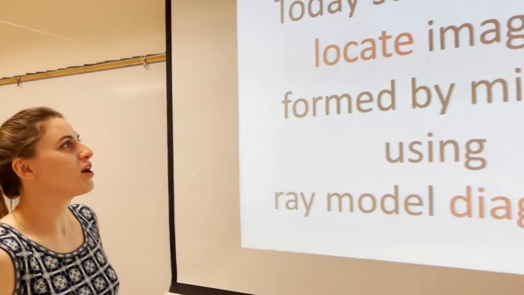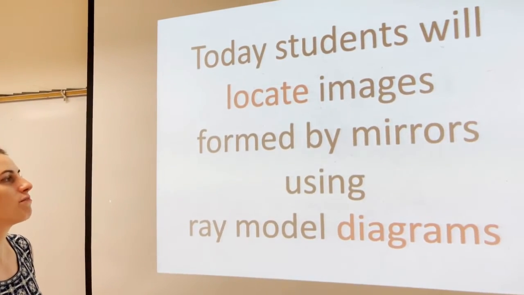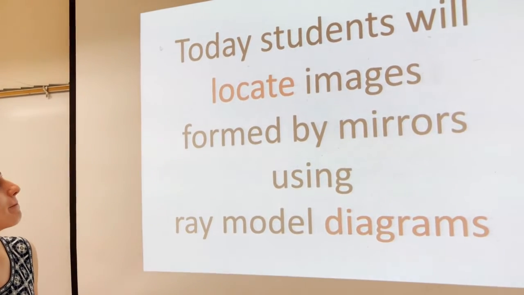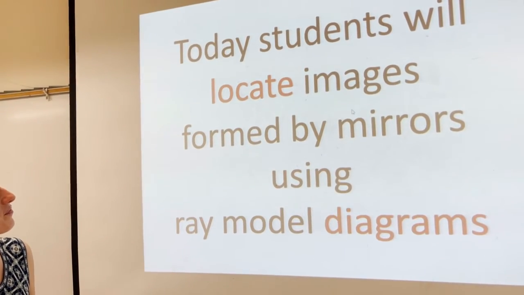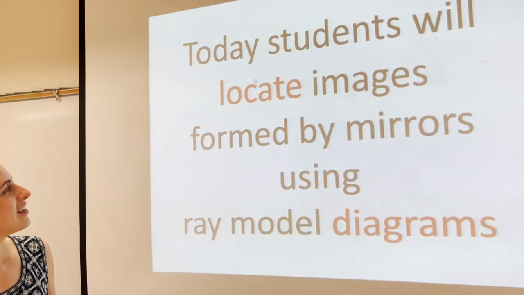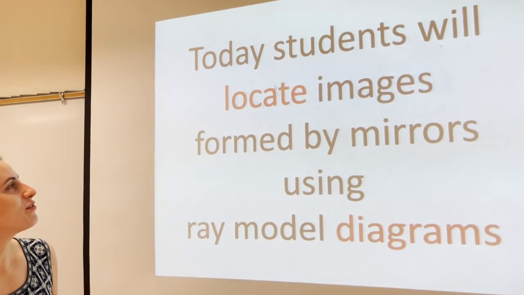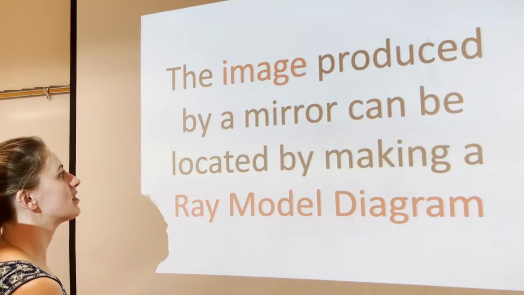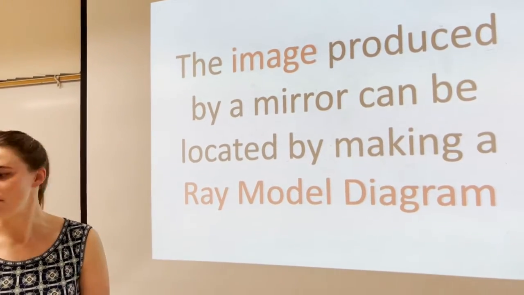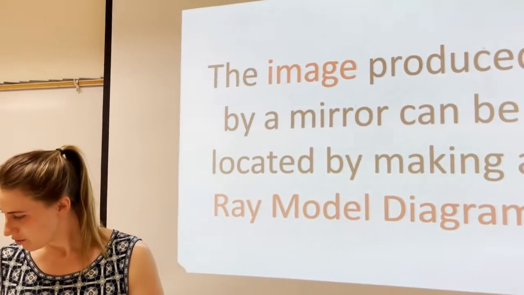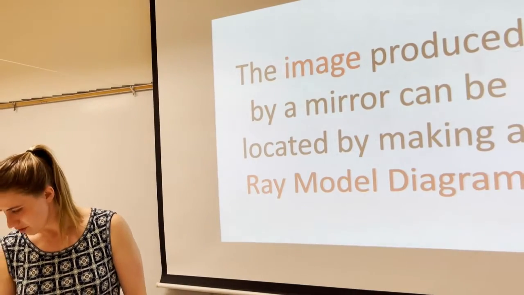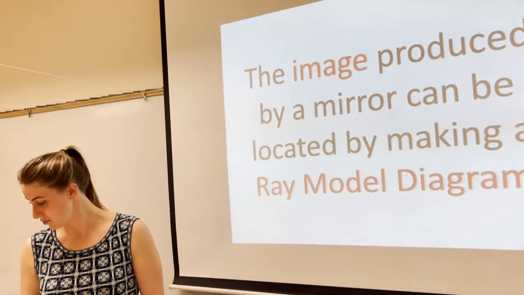Today, you guys are going to be locating the images formed by mirrors using a ray model diagram. We need to know where those images are, we need to describe them, and we're going to use ray model diagrams. I remember these so fondly from college. The image produced by a mirror can be located by making a ray model diagram. So boys and girls, you're going to need a pencil and a ruler of some sort.